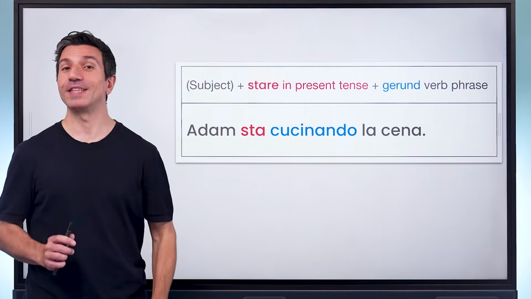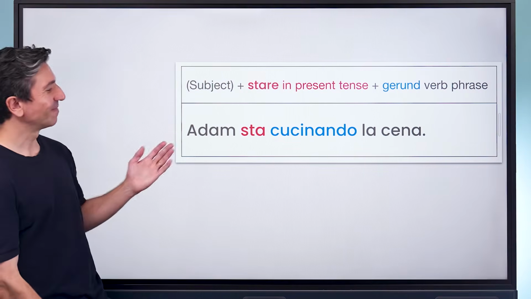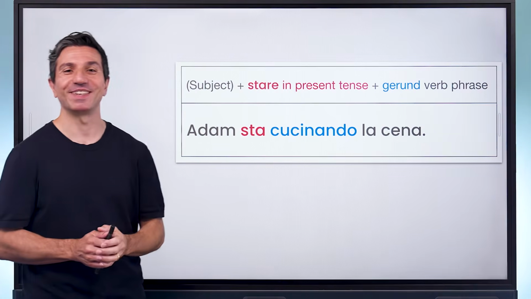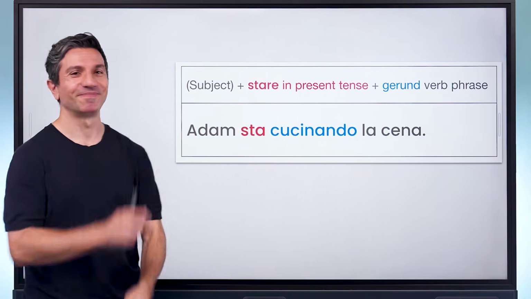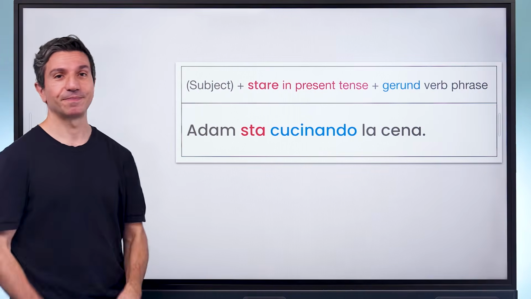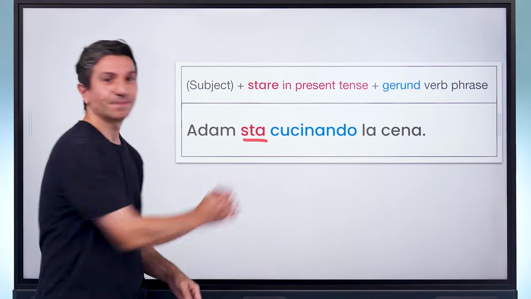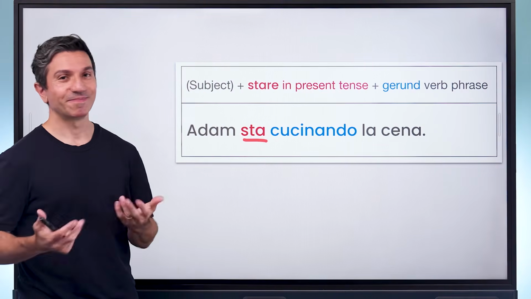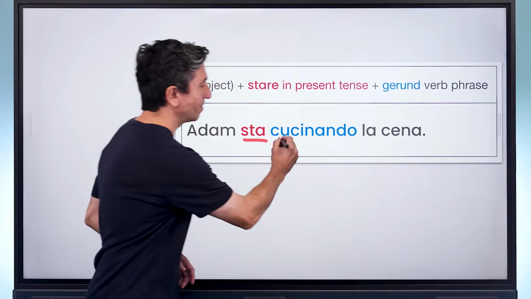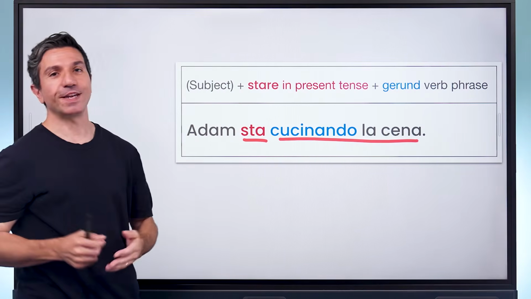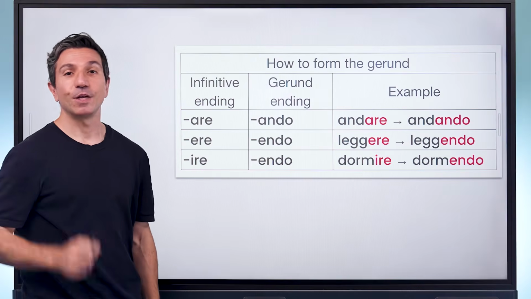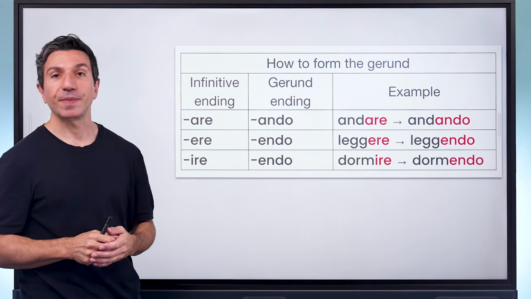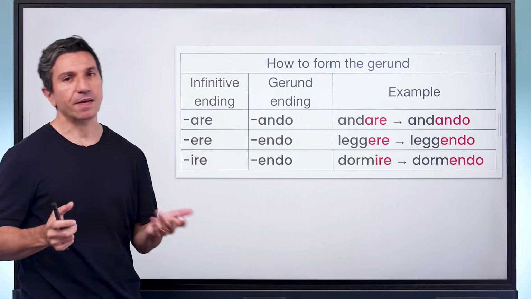Here's how the line from the dialogue uses the pattern: Adam sta cucinando la cena. Adam is cooking dinner. Let's break it down. Adam, the subject. Sta, the third person singular of stare, meaning is. Cucinando la cena, meaning cooking dinner. To form the gerund in Italian, you take the infinitive form of the verb and change the verb ending to make the gerund.